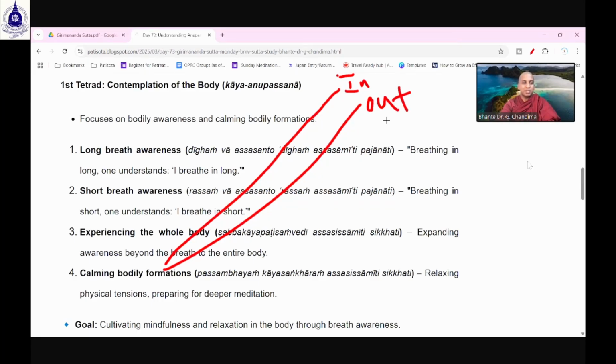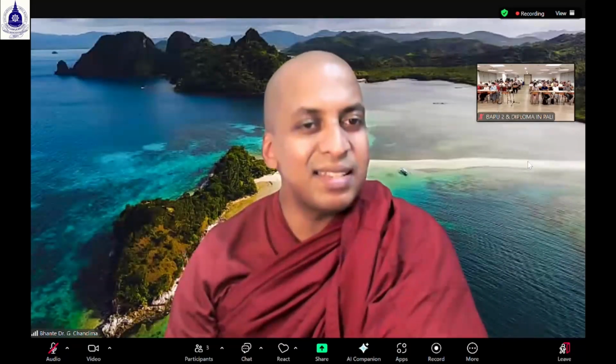They are the bodily formations. Okay. Breathing in long, you understand you breathe in long. Breathe in short, you understand you breathe in short. Do we understand this in our normal life? We don't mind what kind of breaths are happening sometimes. But in meditation, if you notice a long breath is happening, you take it as a long breath. And when a short breath is happening, you take it as a short breath.